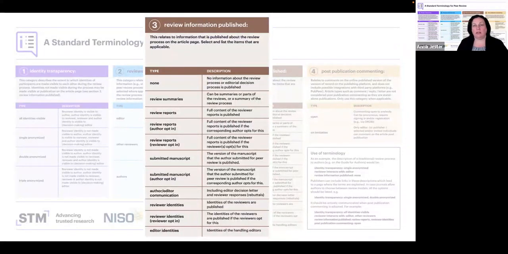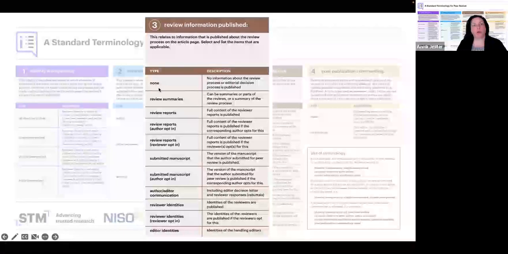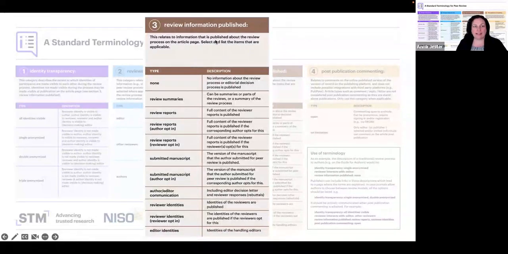author has opted in, as well as things like author and editor communication, the actual identities of the reviewers, or again, only if reviewers have opted in, show the reviewer identities, and then editor identities as well. So certainly a lot of options there. And again, those might vary based on a specific journal or even a specific manuscript type. So important to show them at the article level. All right, next slide, please.